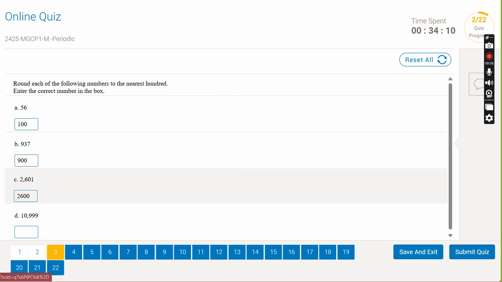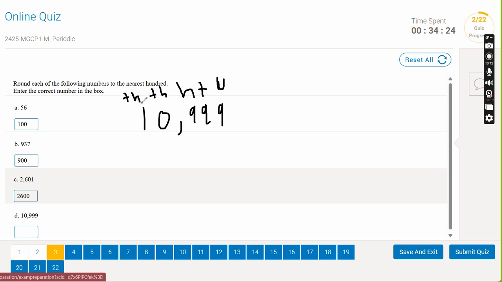The next one, 10,999. Again, units, tens, hundreds, thousands, ten thousands. Okay, so you'll be going to the hundreds, you'll be looking at the number beside it, it's 5 or more than 5, we'll be adding plus 1. So if we add plus 1 here, what will happen?